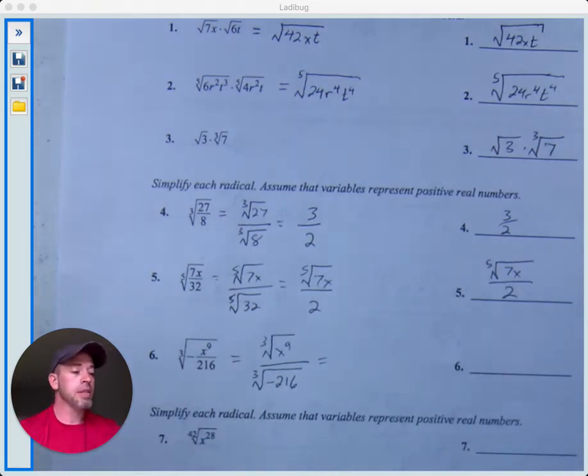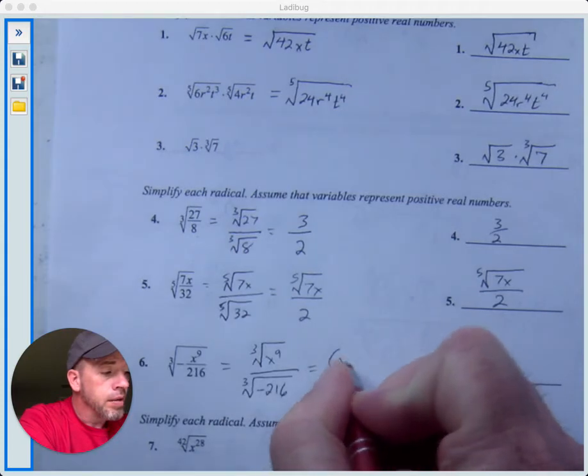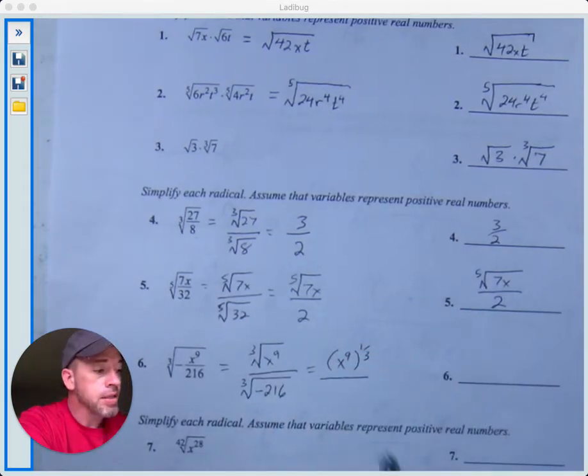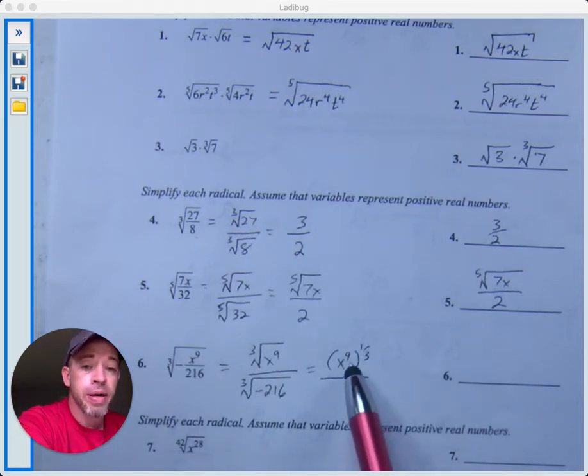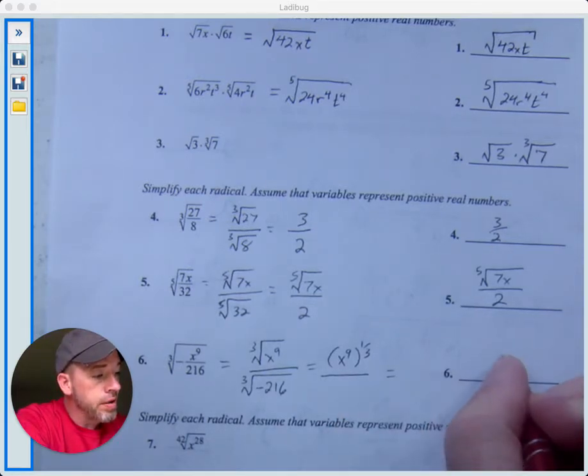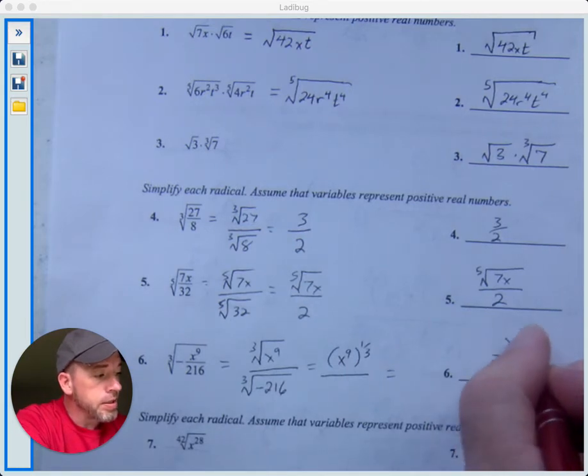The cube root of x to the ninth. So what times itself 3 times would give you x to the ninth? Well, if you go back to your fractional powers, that might help. The cube root is the same as the 1/3 power, right? So x to the ninth to the 1/3, that's pretty easy. When you take a power to a power, you multiply the exponents. That would give us 9 times a third, which is x cubed on the top. So eventually, we're going to have an x cubed on the top.